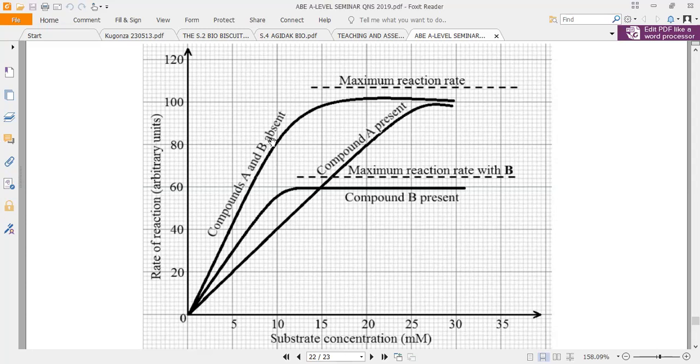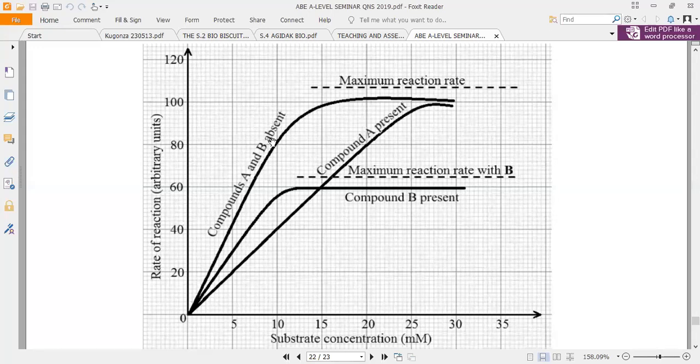It stops, because when it combines with the enzyme at any other part other than the active site, altering the active site, the substrate can no longer fit with the active site. Therefore, the rate of reaction just stops. For non-competitive inhibition, increasing substrate concentration has no effect on the rate of reaction. That's why when compound B was there and the concentration increased, it just stopped. But for compound A, it increased beyond that of compound B. Substrate concentration would increase the rate of reaction.